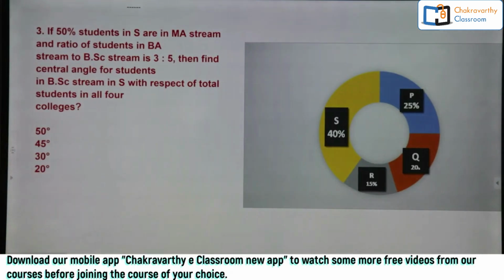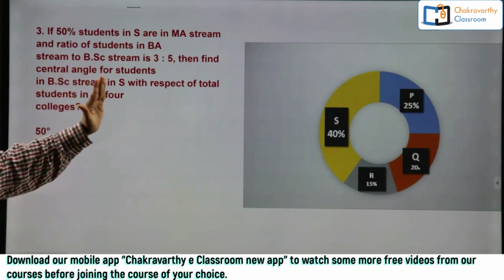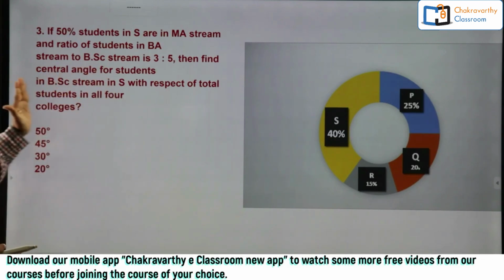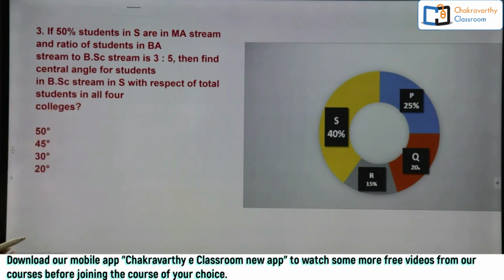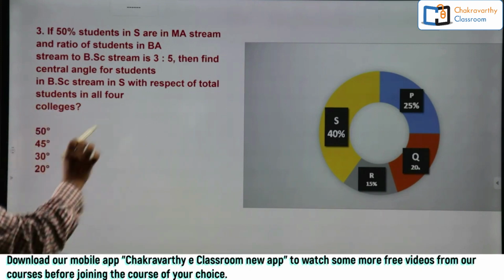How have they given it? If 50% of the students in S are in MA stream and the ratio of students in BA stream to BSc stream is 3:5, then find the central angle for students in BSc stream in S with respect to total students in all the 4 colleges. Right, simple question but a good one.